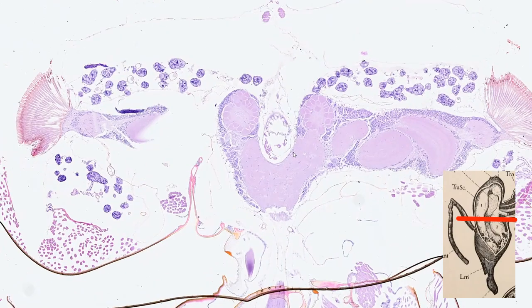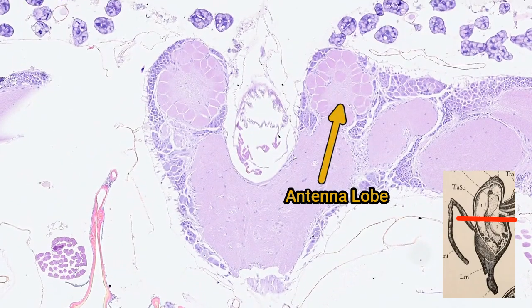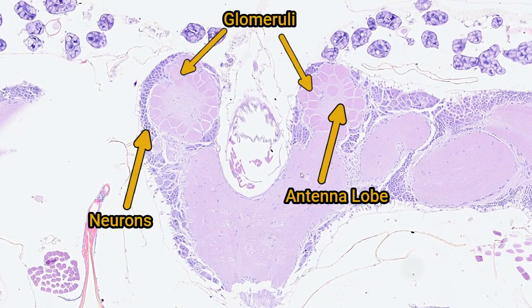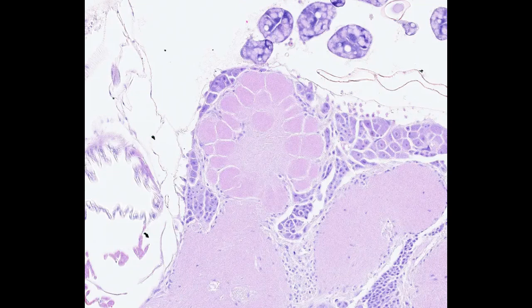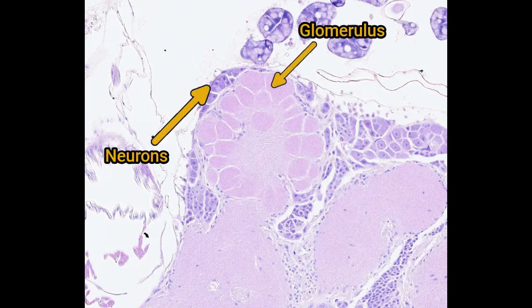This is what the antenna lobes look like. They have a very distinctive structure consisting of neurons around the outside and lots of spherical subunits of axons called glomeruli. Each glomerulus serves as a functional processing unit for different odor molecules. There are about 160 glomeruli in each lobe, which receive input from a specific class of olfactory receptor neuron.